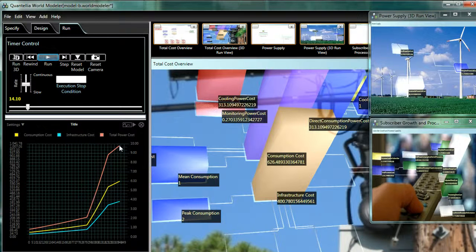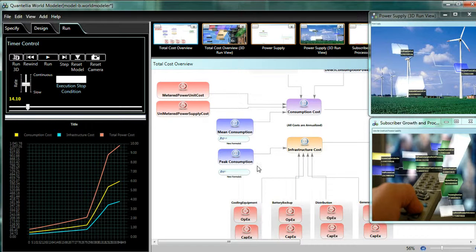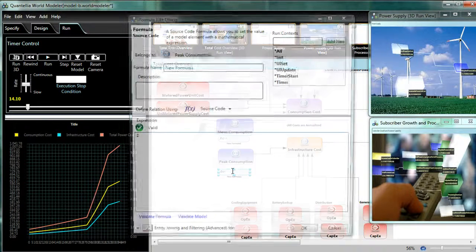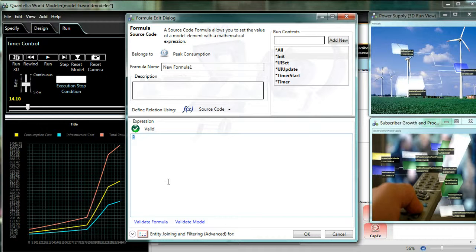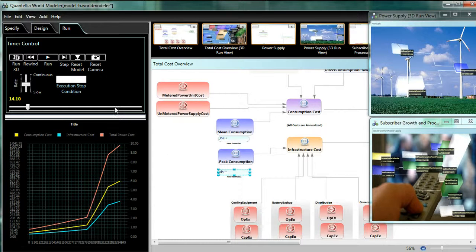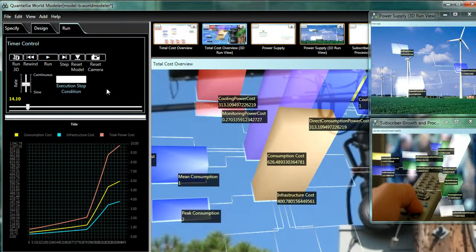So really the question we have here is, how does this same cost structure play out when we have a different ratio of peak consumption to mean consumption? And let's imagine that the peak consumption is up at 15 times the mean consumption rate. And let's rerun the same simulation, and we'll see how these curves are a little bit different.